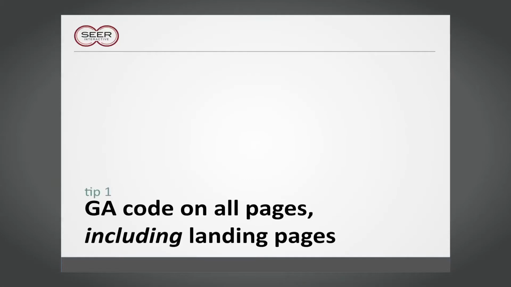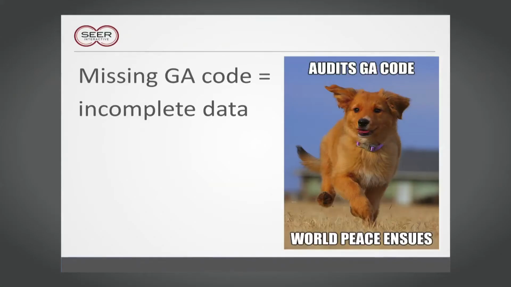So tip 1, make sure your GA code is on all pages, including your landing pages. It sounds kind of obvious, but it's amazing how many times I've seen it happen where someone creates a brand new landing page for paid search and doesn't add the GA code, and then we have no idea what's happening on the page. So make sure that's part of it. Missing GA code, incomplete data.